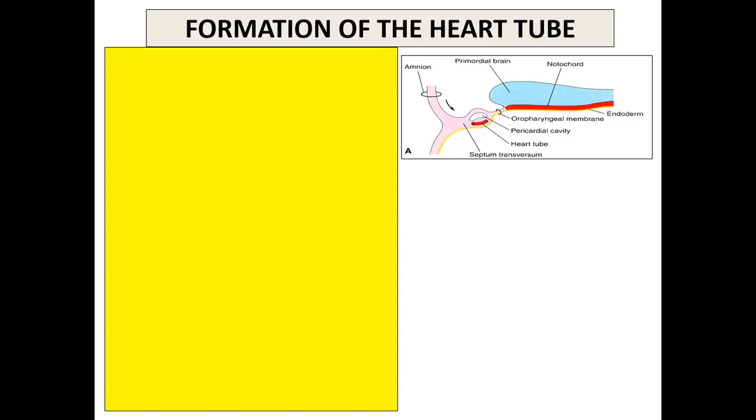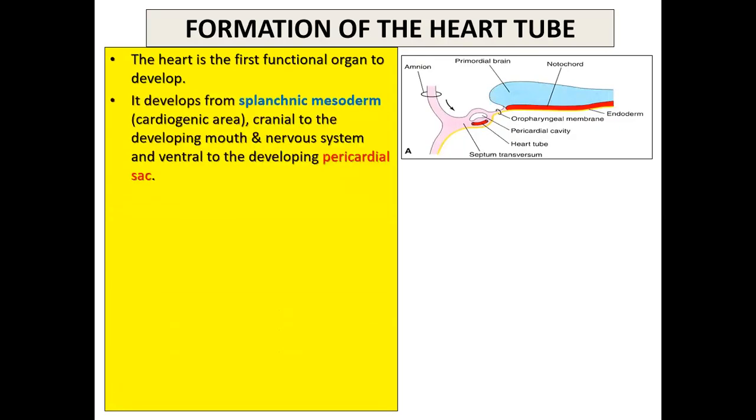So the endoderm is where the heart starts developing, attached to what is called the oropharyngeal membrane. Then the pericardial cavity forms around that area. Then you can see the heart pump, and then the septum transversum. So the heart is obviously the first functional organ to develop. It develops from the splanchnic mesoderm, which is a cardiogenic area, cranial to the mouth and nerves, and ventral to the developing pericardial sac.